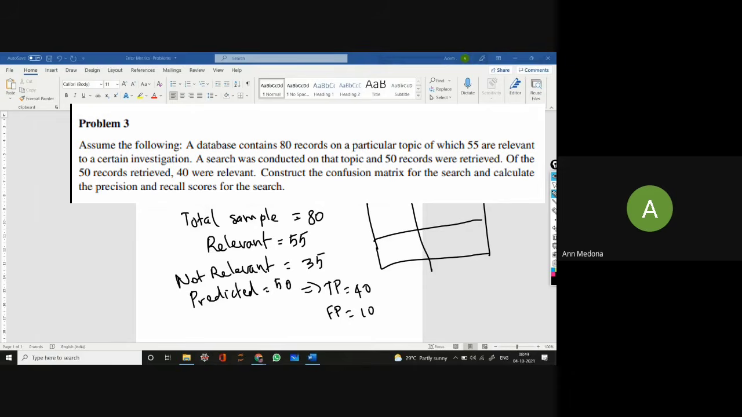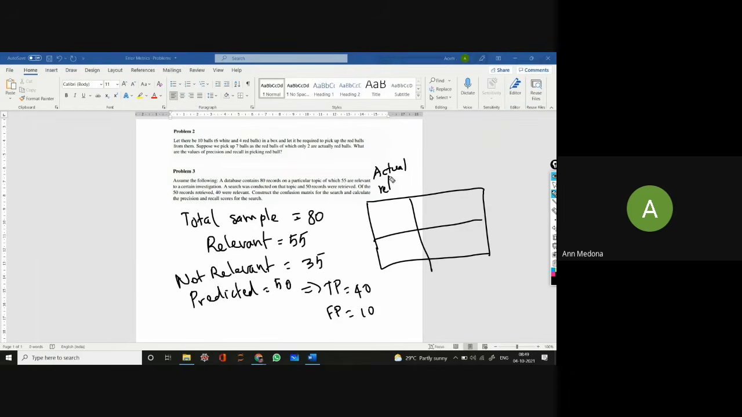So this is nothing but your actual relevant. This is nothing but actual not relevant. Here it is predicted relevant, and predicted not relevant. So true positive, false positive, false negative, and true negative. So here this value is nothing but 40. This value is equal to 10. Okay, so now we can directly obtain these values.